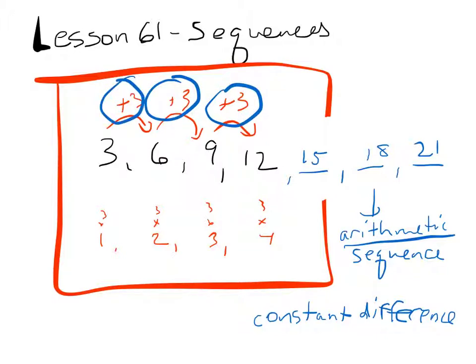It's not changing. Okay, so that's called an arithmetic sequence, when whatever we're doing to each number is staying the same, and it's a constant. So that's what we're looking for there.